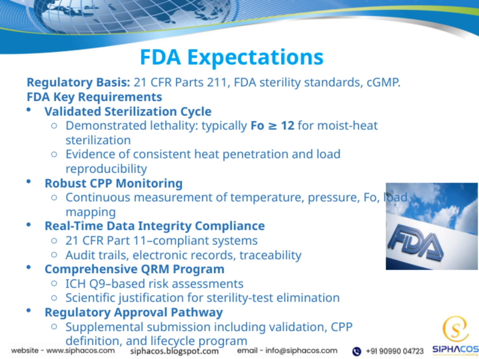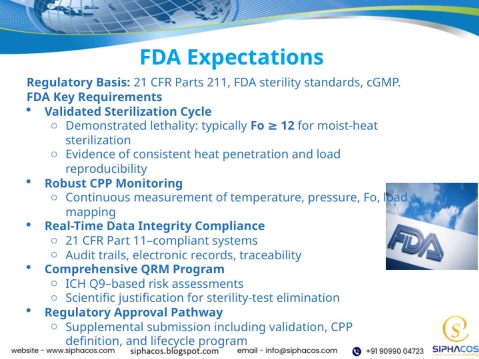A comprehensive quality risk management, or QRM program, is also part of the picture. Based on ICH Q9 guidelines, it involves risk assessments that help us identify potential issues early. Scientific justification is key when it comes to eliminating sterility tests without compromising safety. Finally, the regulatory approval pathway involves submitting a supplemental application.